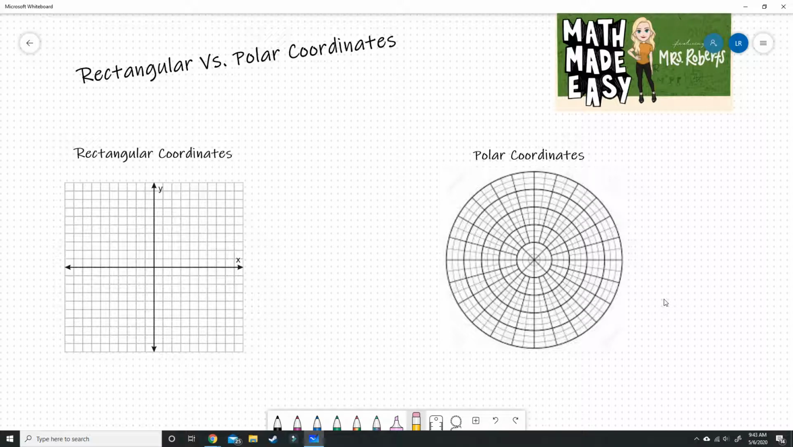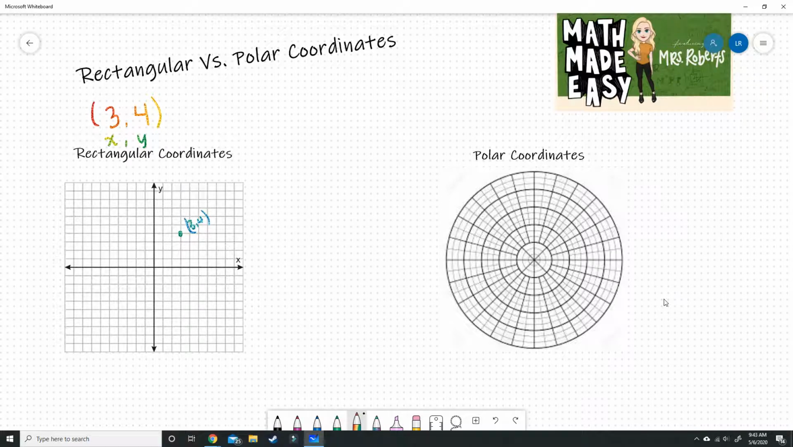Hi guys, this is going to be a very quick introduction to rectangular versus polar coordinates. So we are used to seeing things in rectangular form. Rectangular form would be something like the ordered pair (3, 4), and we would know exactly how to graph that. 3 represents the distance in the x direction, and 4 represents the distance in the y direction. So we're going to go over 3, and we're going to go up 4. And there's our point, (3, 4).